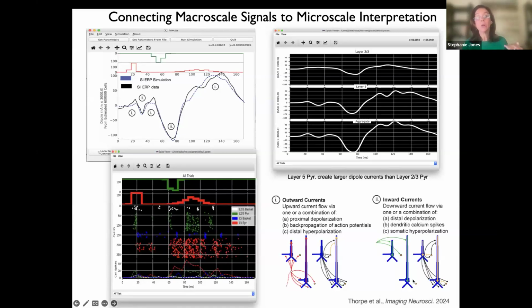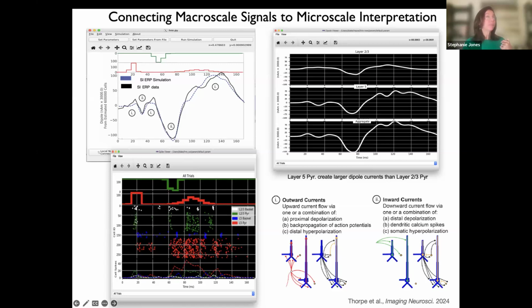Inward currents, or downward current flow, can come from either distal depolarization, so you get an excitatory current that can push current flow down. It can come from calcium in the dendrites. If you get a dendritic calcium spike, that pushes current flow down. Or it can come from inhibition at the soma. If you have inhibition at the soma, inhibition will pull you down. If you have inhibition at the distal dendrites, that will pull you up. And so in general, these are the things we start to think about in controlling the upward and downward current flow in our ERP. So what's going on here?